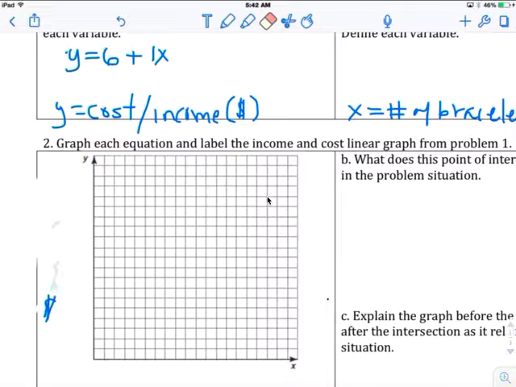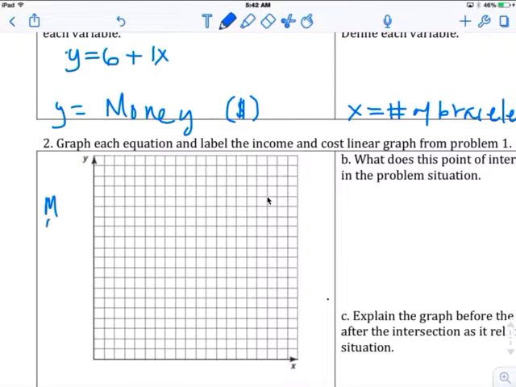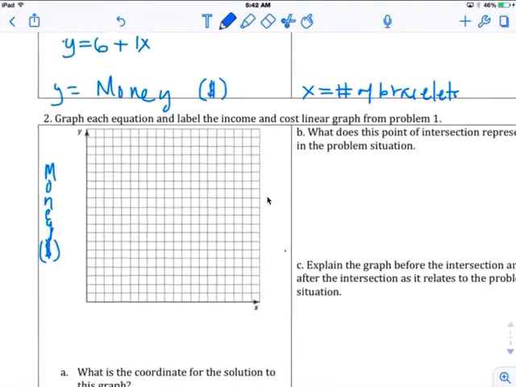So basically, you know what? We'll just change this to money. The book has it as money in dollar amount, so we don't have to write so much. It's whatever it costs, how much you make in money. And X is the number of bracelets.